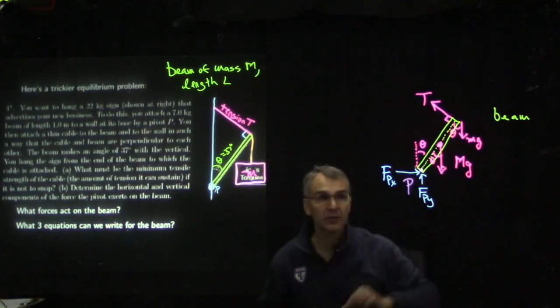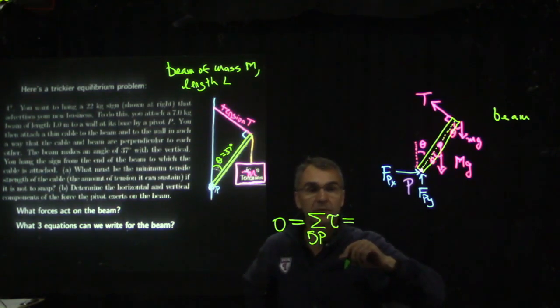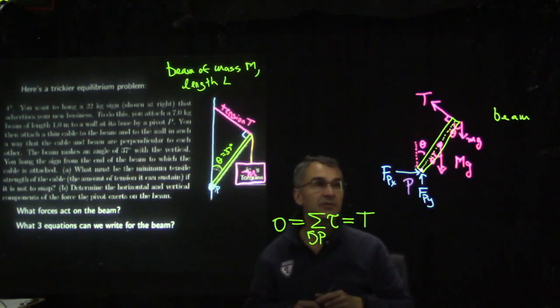So let's start by writing down the torque equation, pivoting about point P. So we'll do counterclockwise minus clockwise about point P. The only force here that will give us a counterclockwise torque is the tension. Oh, now this is tricky. So it's neither horizontal nor vertical. It's at some funny angle.